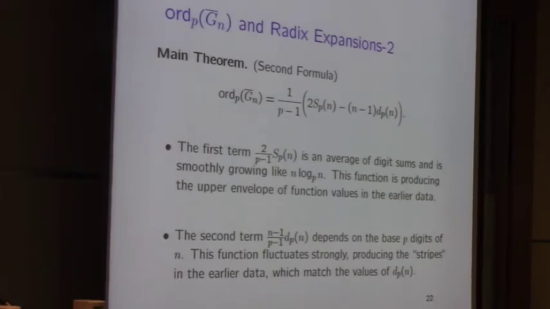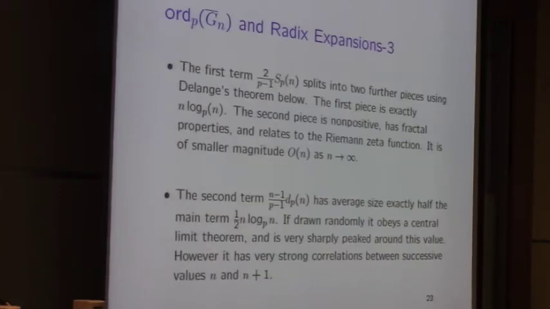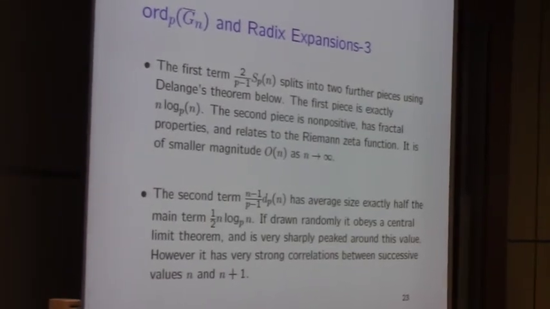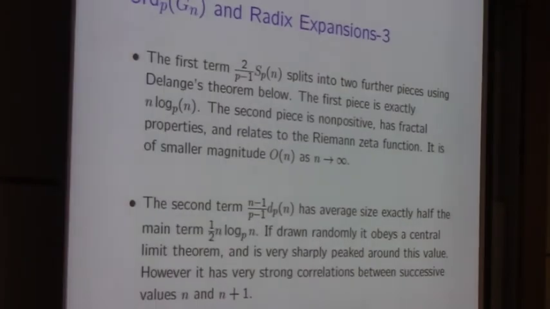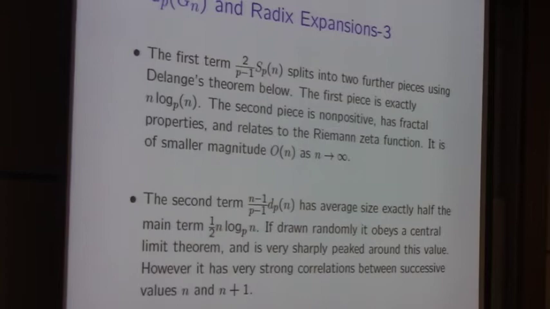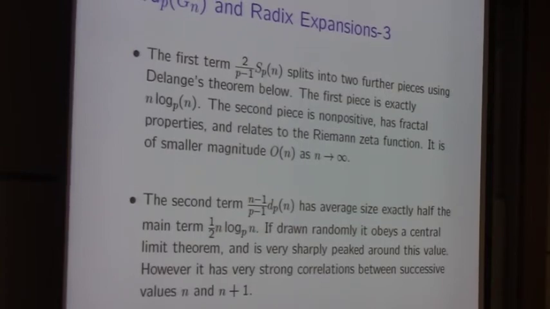And there's a lot known about this smooth function. This first term has been analyzed in the literature in the 1970s. It has a very interesting structure. It splits into two pieces. One piece is exactly n log_p of n, and the second piece is negative, and it has fractal properties, and it's related to the Riemann zeta function, and it's a smaller growth, O of n. I'm going to show it in a minute.